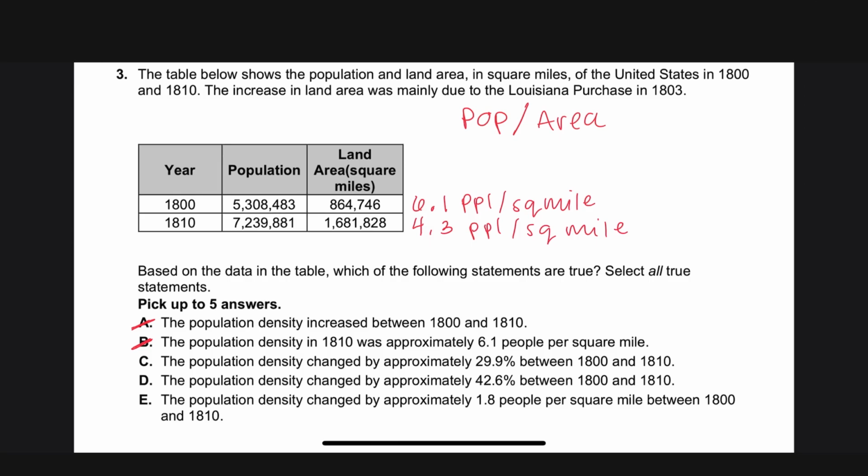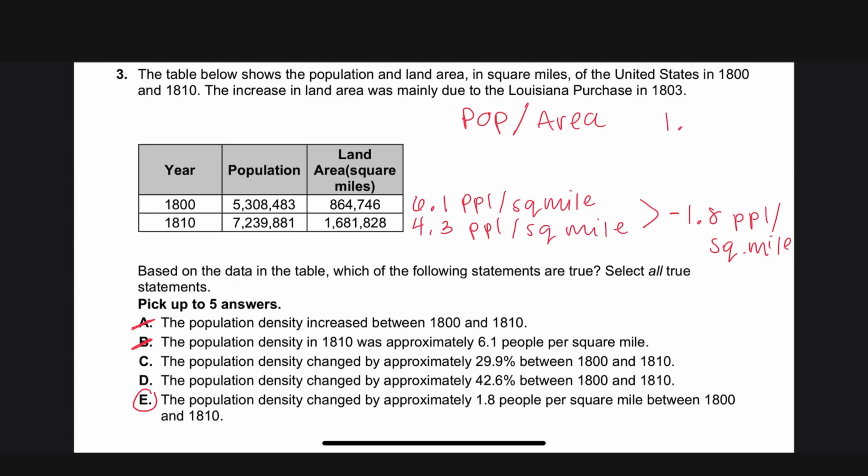And then the population density changed by approximately 1.8 people per square mile between 1800 and 1810. So I need to figure out the difference as well. So let's figure out the percent change first. Okay, so let's figure out how many it changed. So let's do 6.1 minus 4.3, which was 1.8. So it did change by 1.8 people. It went down 1.8 people per square mile. So E is true.